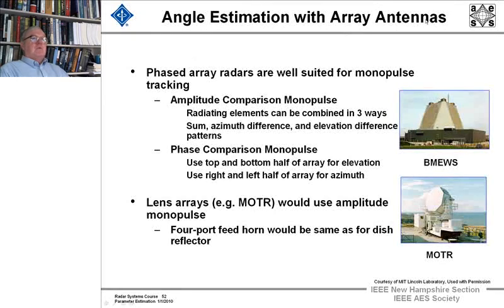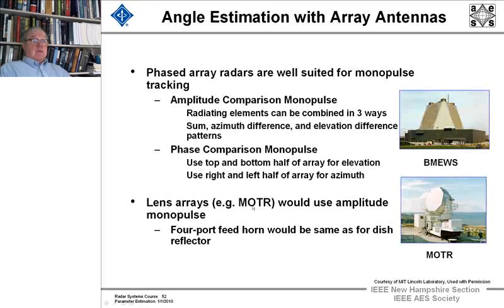Now, angle estimation with array antennas is well suited to monopulse tracking. With amplitude comparison monopulse, the radiating elements can be combined in 3 different ways to make a sum, a difference, and an elevation difference pattern, and go through the standard method of measuring monopulse. You can also do phase comparison monopulse by using the top and bottom half of the antenna for elevation and the right and left half of the array for azimuth.